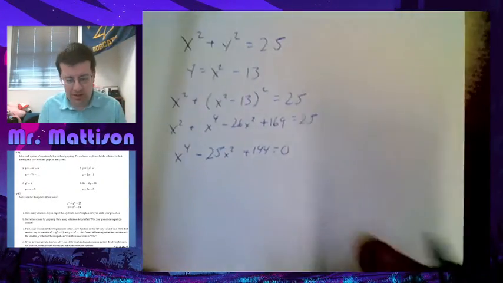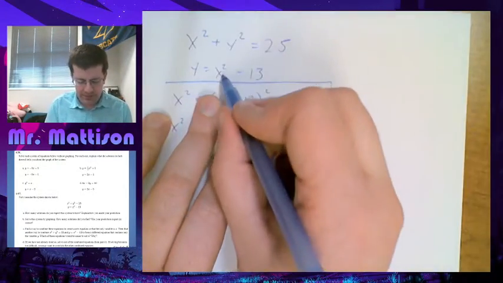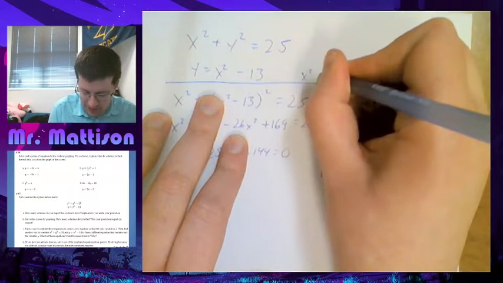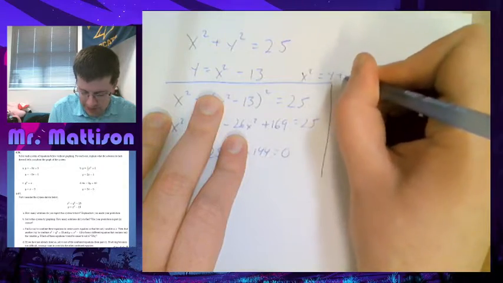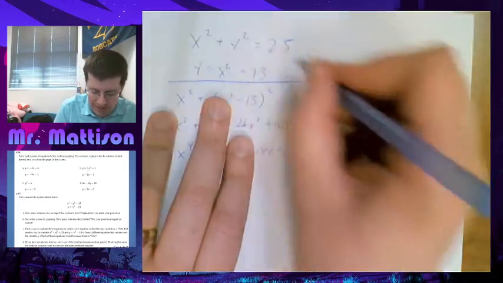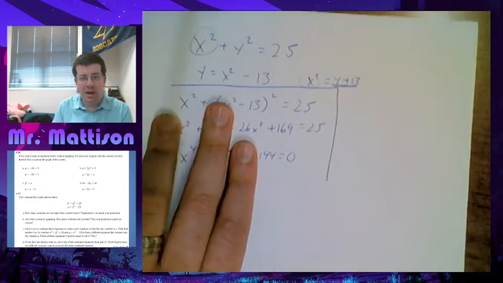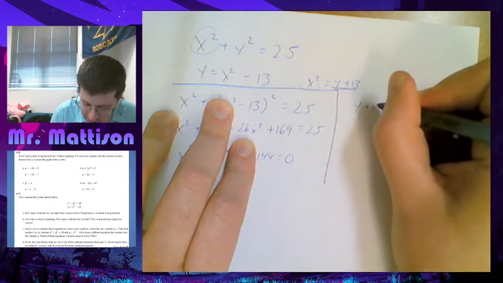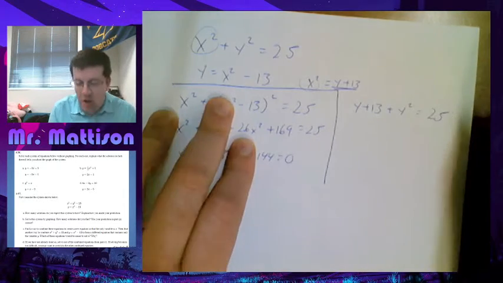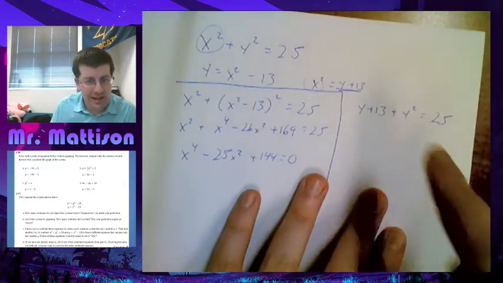The other option we could take is saying, well, let's get this x squared by itself. That would just be x squared equals y plus 13, if I add that 13 over to the other side. Well, now I can replace any x squared with this. Here's an x squared right there. So I would get y plus 13 plus y squared equals 25. Well, this is going to be way easier because there are no fourth powers. So let's try this one out.